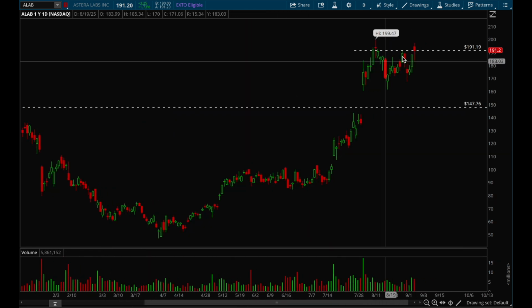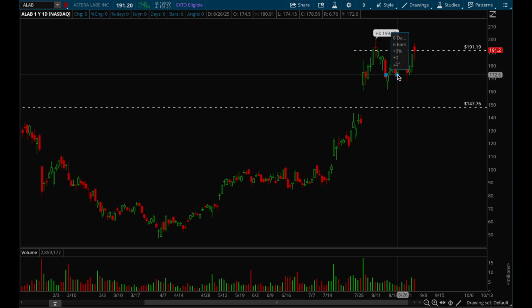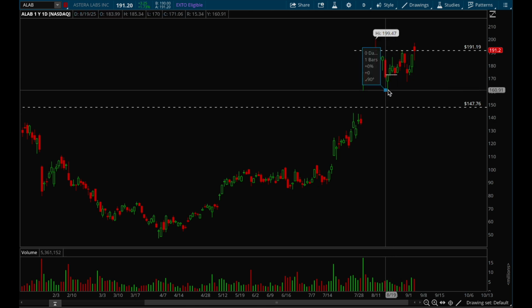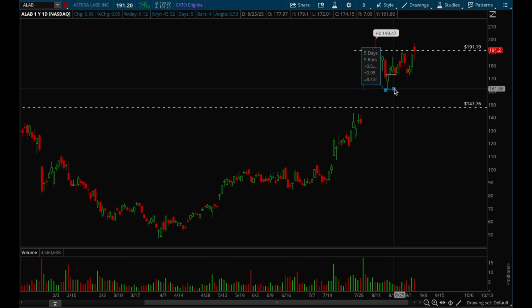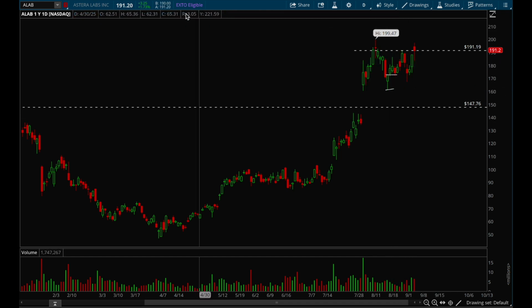A-Lab, same thing here, right? This is a nice hammer candle. We gapped down at 168, went all the way down to 162, but closed at 173, which is a bullish sign, right? So again, you buy as soon as it breaks that level, stop loss placed here, right? The low of day. And this one has been working out well so far.